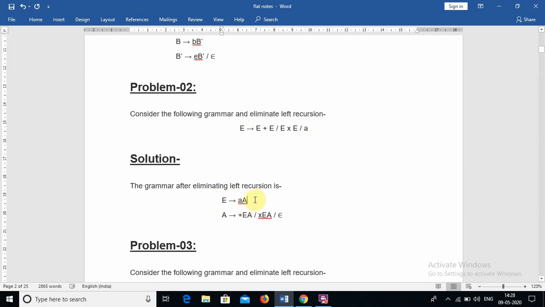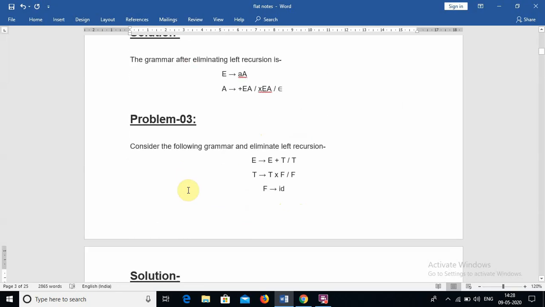Okay, how can we define it? So A can be defined as, here this is the left recursion part. By removing this, plus A, we can define: next cross A1, and after that slash epsilon. Okay, like that we can remove left recursion.